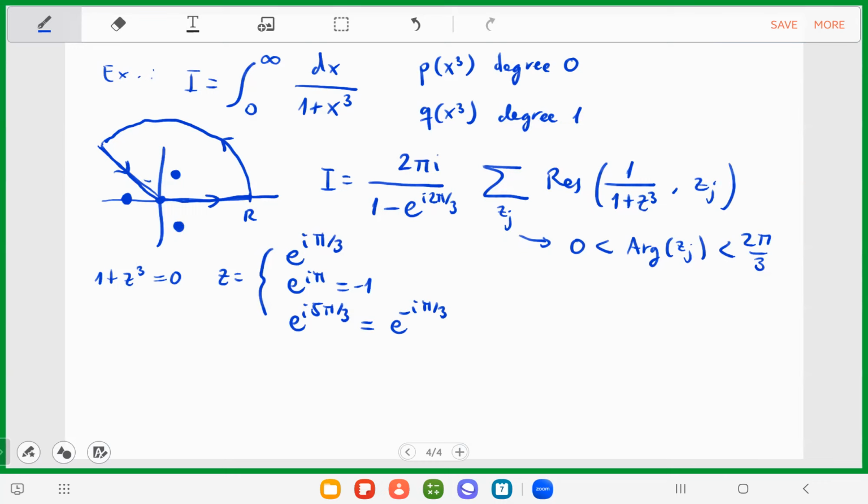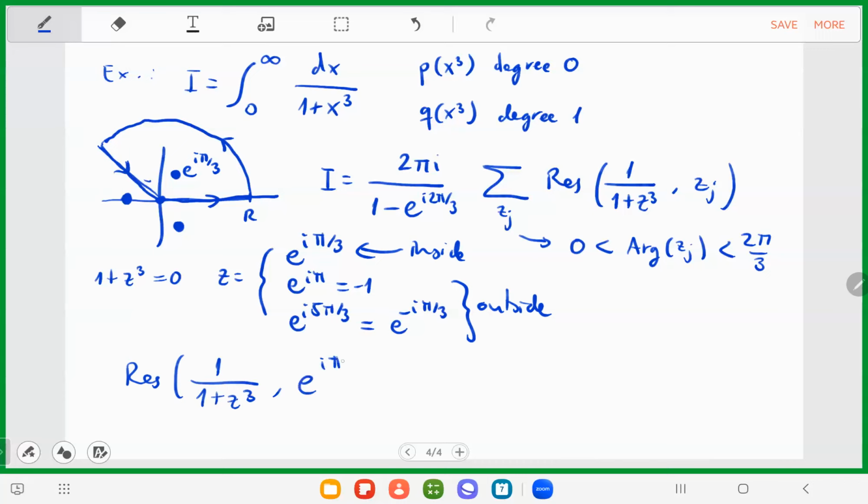It just gets larger on the R side. So this one is inside, right? This e to the i pi over 3 is inside. These two are outside, so we don't care about them. Or just look at the argument. The only argument between 0 and 2 pi over 3 is pi over 3. So we just need to calculate the residue of 1 over 1 plus z cubed at e to the i pi over 3. Who wants to do this for me?